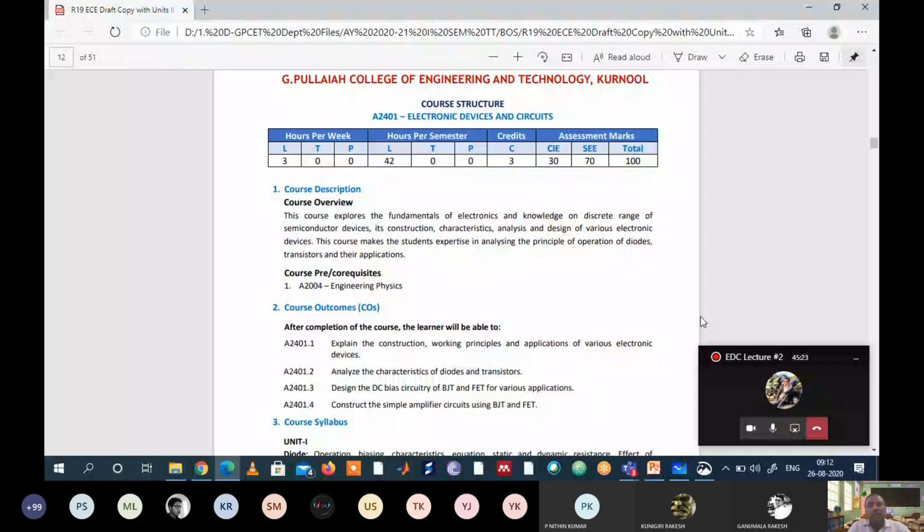in order to make it easy to understand and to do some mini projects and major projects in electronic devices and circuits. We have designed the syllabus accordingly.